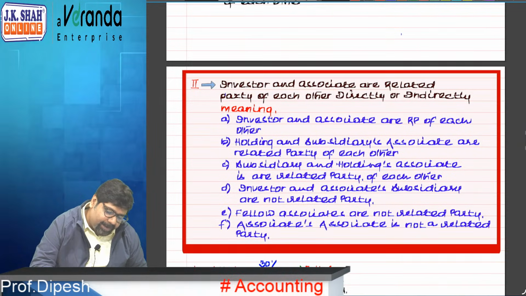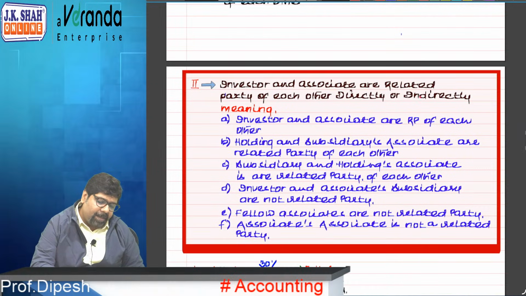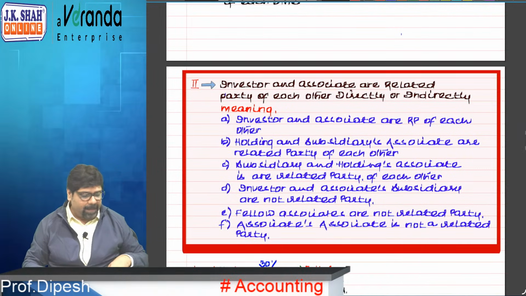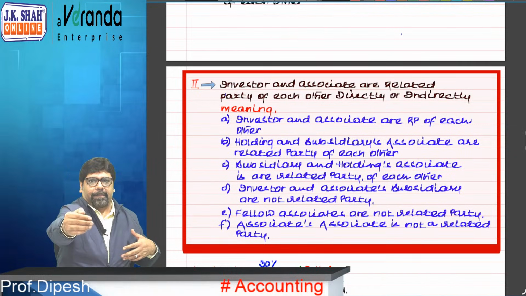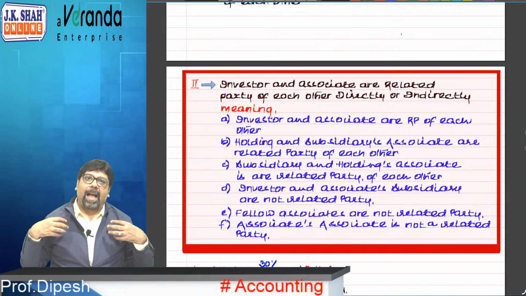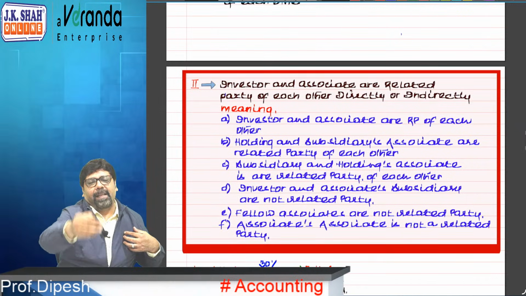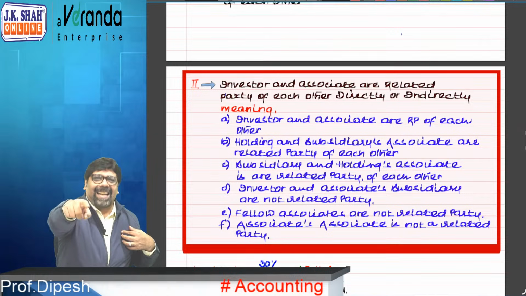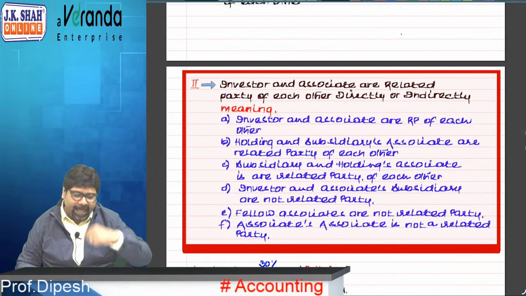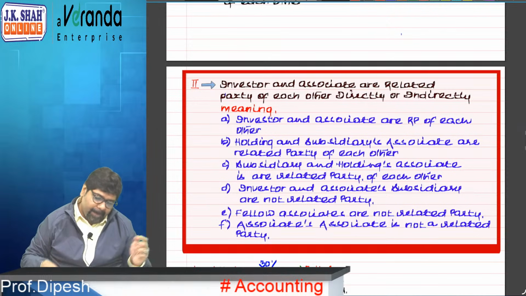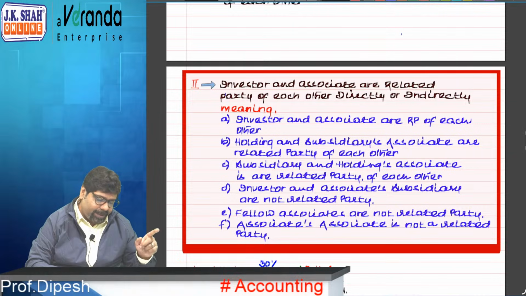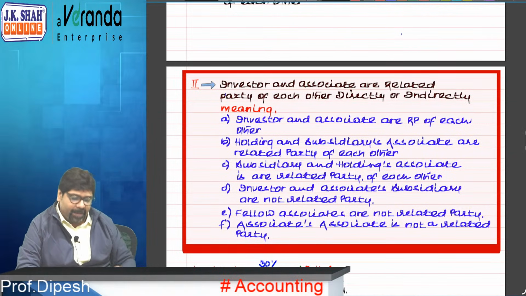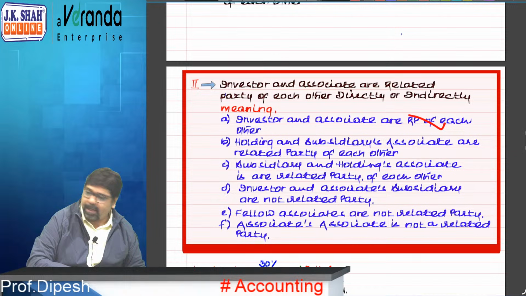Investor and associates are related parties of each other, directly or indirectly. I am the investor; my associate is a related party. I am the parent and I have a subsidiary; the subsidiary's associate is an indirect associate, also a related party. Direct means my associate. Directly means my associate; indirectly means my subsidiary's associate. So investor and associates are related parties of each other.